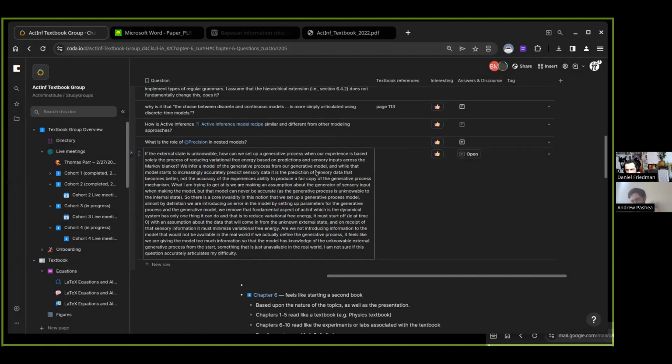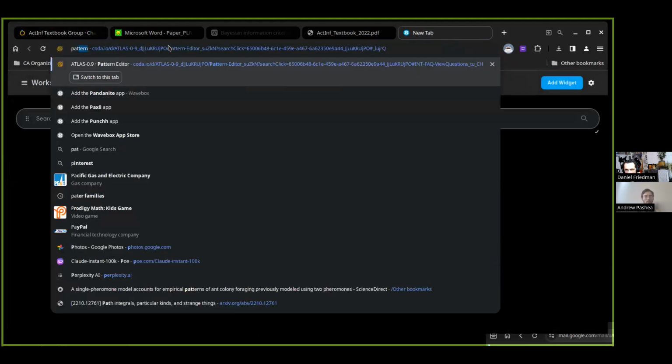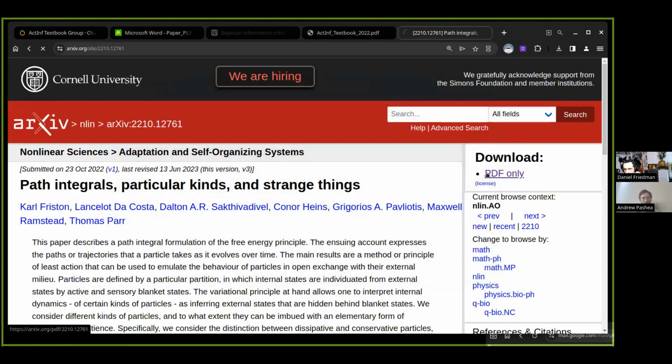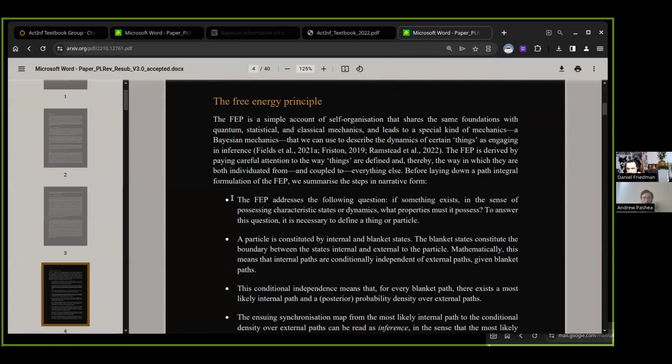Okay. Daniel, could you please pull up the path integral paper on page 4, if I may? Exactly, right there. The FAP addresses the following question. If we're talking about something that exists, even in a mental geometry, that's what we want. We want to start with if it exists, even hypothetically. So people say, can it really describe all things? Well, for all the things that exist or could exist, we could use this modeling approach to model and talk about what properties they must possess.